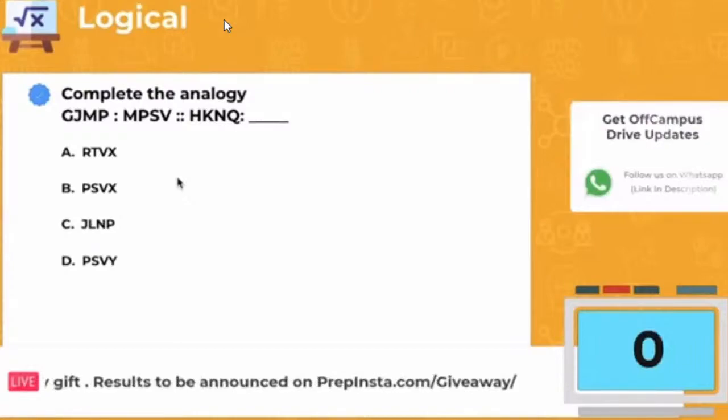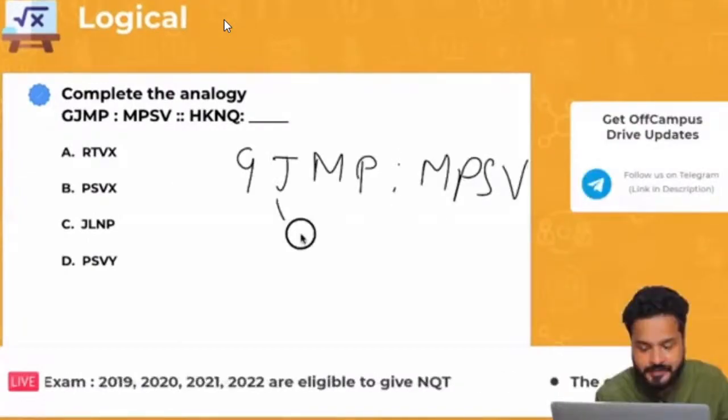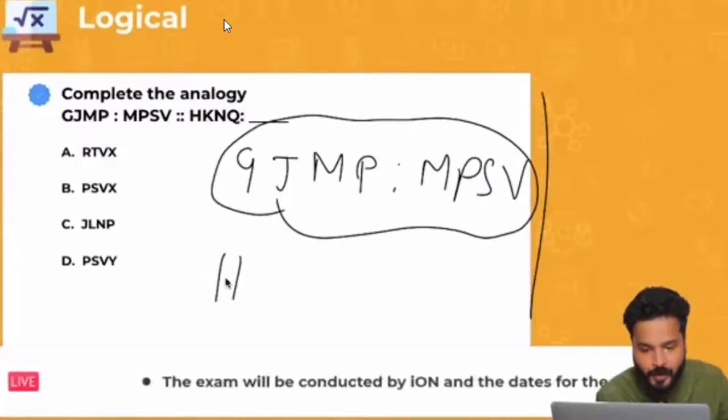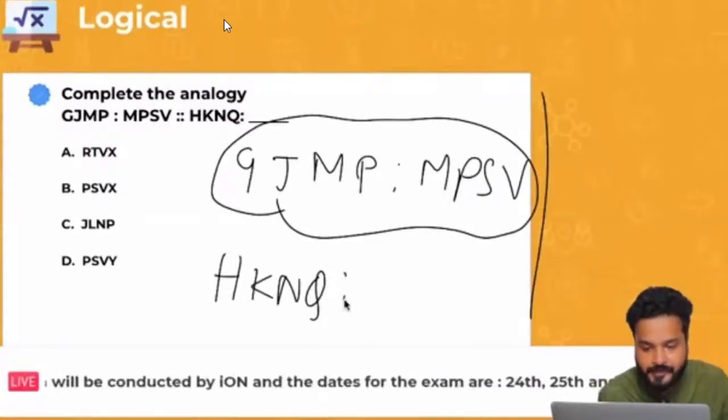Okay. So G, J, M, P is to M, P, S, B. This is related to this in a manner, right? So we have to find out what would be the sequence which is related to H, K, N, Q. So guys, what is G plus 2?